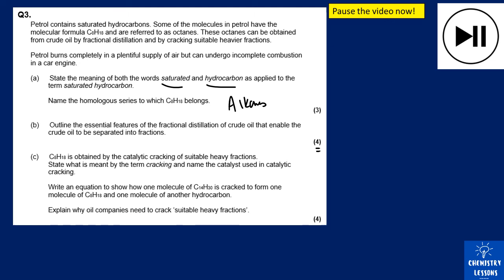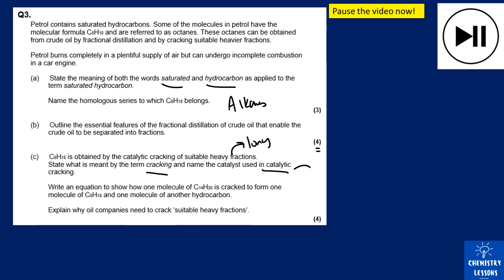And finally, part C then. C8H18 is obtained by the catalytic cracking of suitable heavy fractions, so that's basically heavy fractions of the long chains. State what's meant by the term cracking, so this is a vague one, and name the catalyst used in catalytic cracking. Okay. So the term cracking is taking long, less useful chains and breaking them down to smaller, more useful chains. And the catalyst used is zeolite. Okay, so there's our first 2 marks.